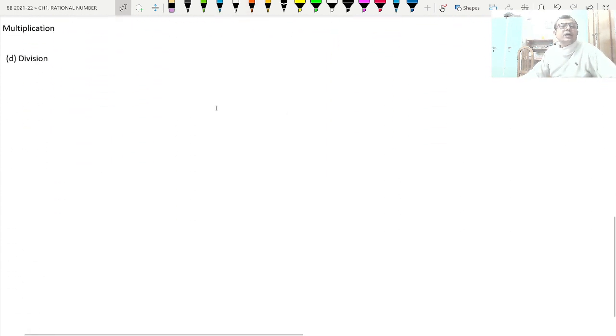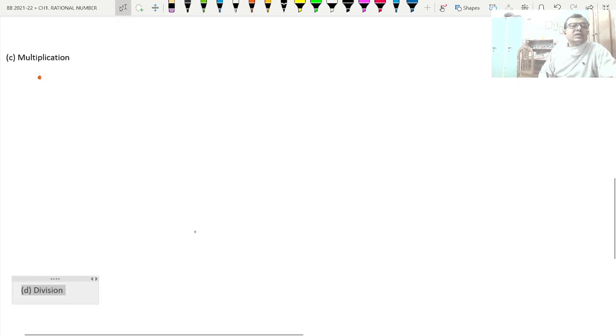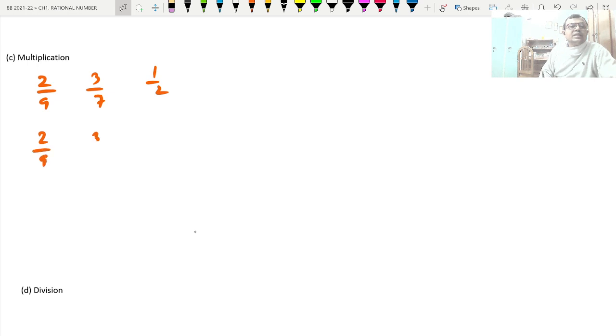Same way, let us take multiplication. You can do the same for multiplication. Let us take 2 by 9, 3 by 7 and 1 by 2, and multiply them. Do you guess this will be equal or not? You multiply these two first, and here you multiply the other two.